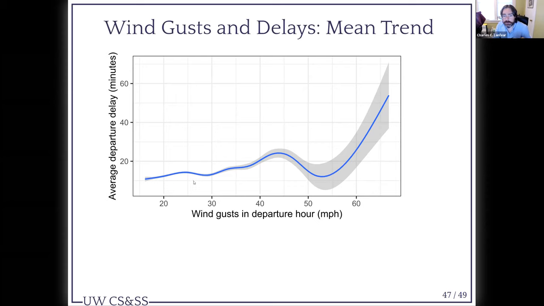This basically shows that there is a positive relationship between wind gusts here and average departure delay. Kind of dips here for some bizarre reason and then goes up, but generally there's a positive relationship. Okay? It's the kind of thing you might want to do. You'll do at least one plot in your homework.